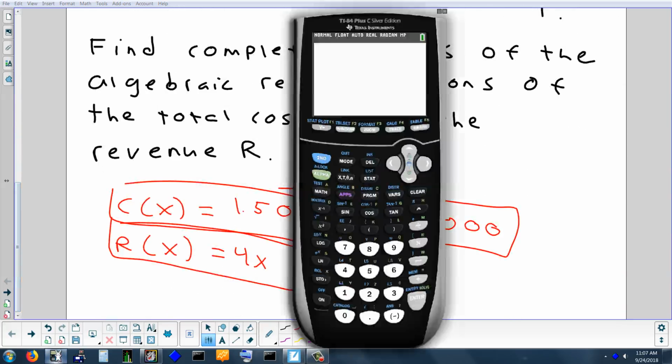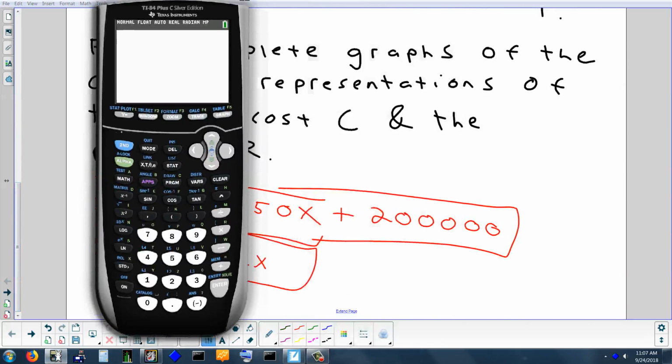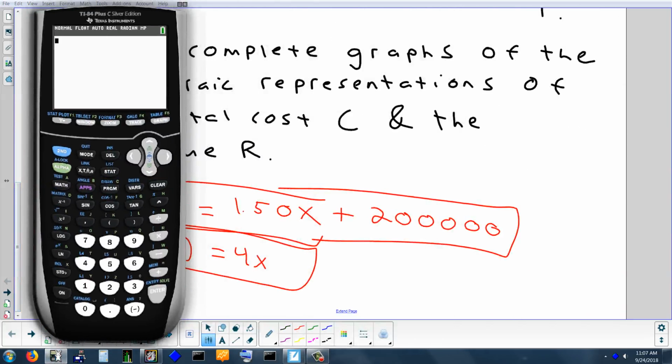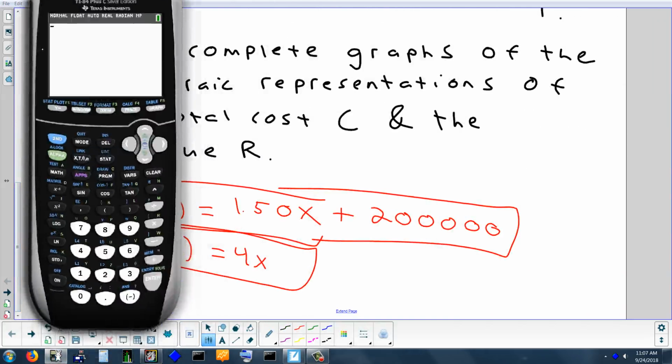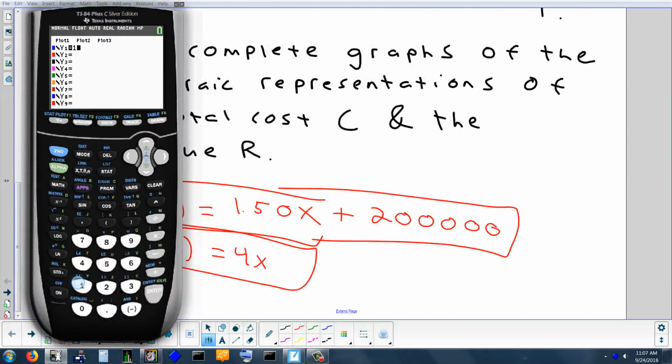Now it says find complete graphs. Okay, let's graph them. Natalie, what's the Y-intercept in the cost equation? 200,000. Yeah, so I got to set my Y max at least at 200,000 so I can see it. So let's do that. X is the number of shirts we sell. So we're not going to sell negative shirts. How many shirts are we going to sell? I don't know. Let's go up to 8,000 shirts.